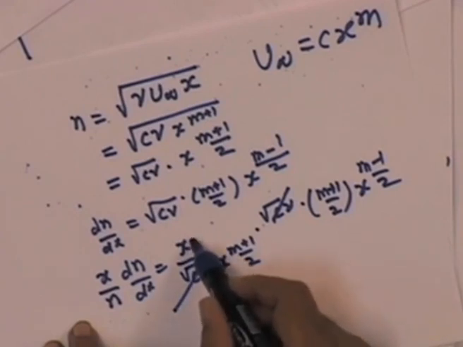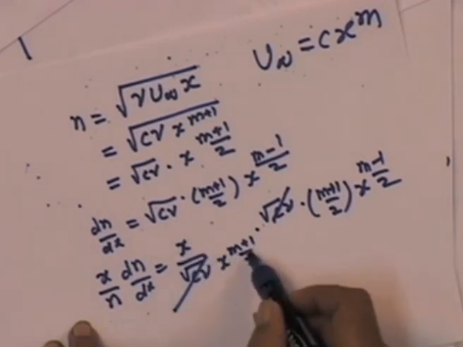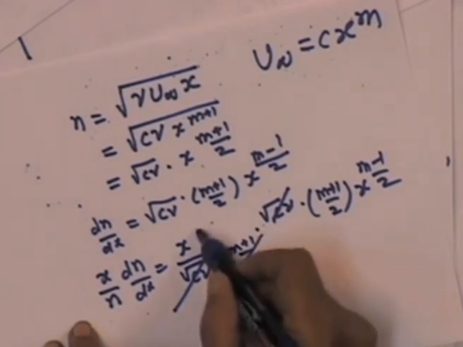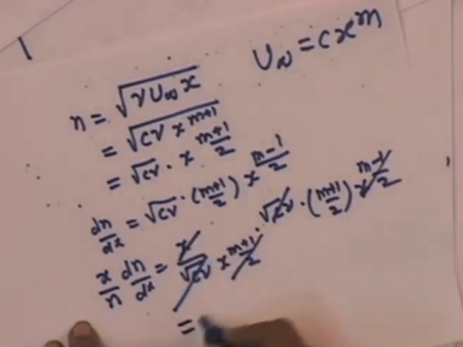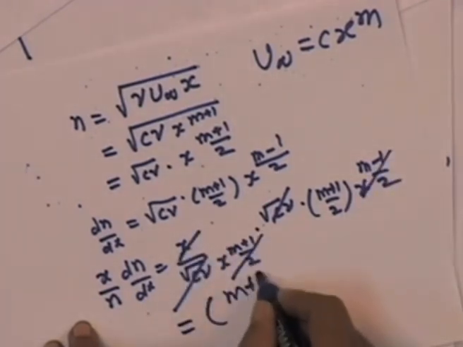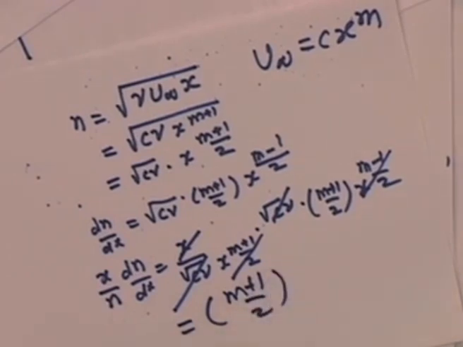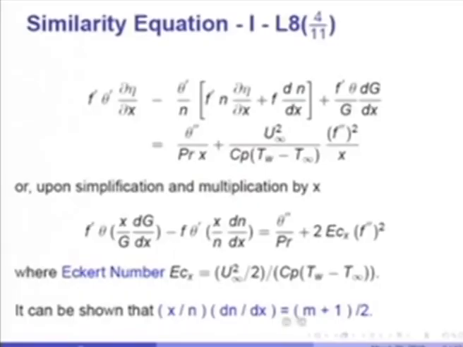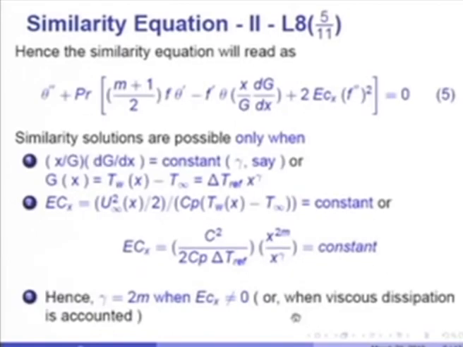This is x raised to 1. So, this becomes x raised to minus 1 by 2. So, this and this get cancelled, and you simply get (m plus 1) by 2. That is what is shown here. This is the pressure gradient parameter m, and therefore, our equation would become like this.